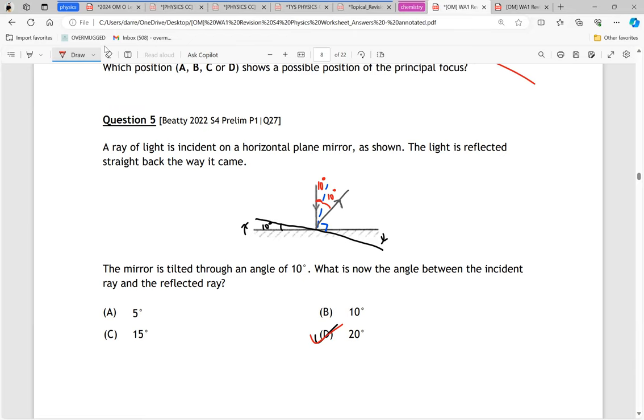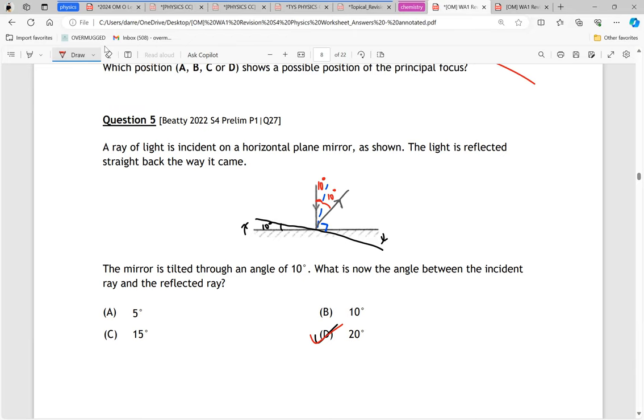So the main thing is to draw in the new mirror position and the normal. After that, it's like everything flows already. You don't even have to worry. You are smart enough to solve it already. The main thing is you need to draw in the new mirror and the normal. The normal is the crucial one.